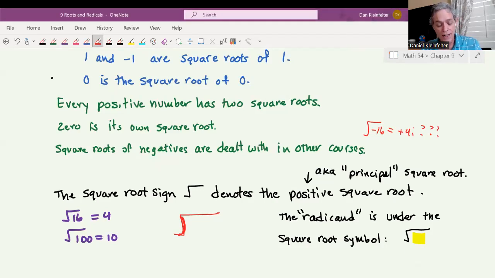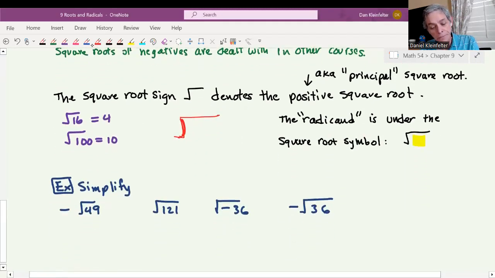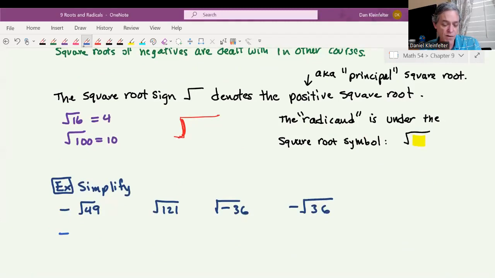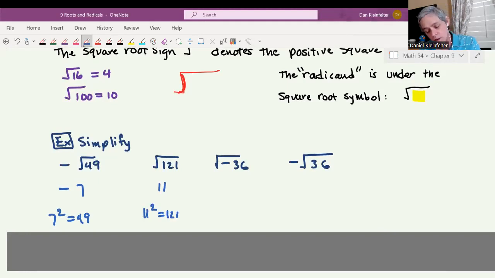That is the radicand. Examples of how this is used: the square root of 16 is 4. The square root of 100 is 10. Here are a couple that we can try. Negative the square root of 49 would be negative 7. The square root of 121 is 11. Why? Because in the first case, 7 squared was 49, and in the second case, 11 squared is 121. For the square root of negative 36, it's enough to just say not a real number.